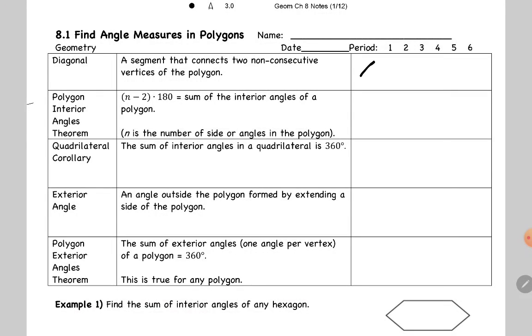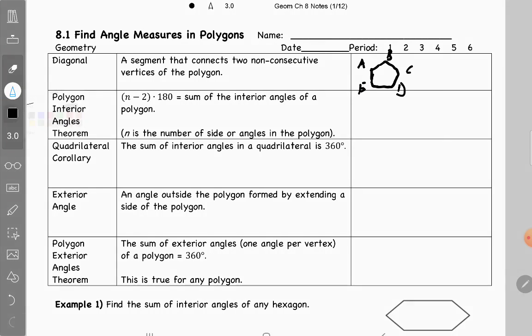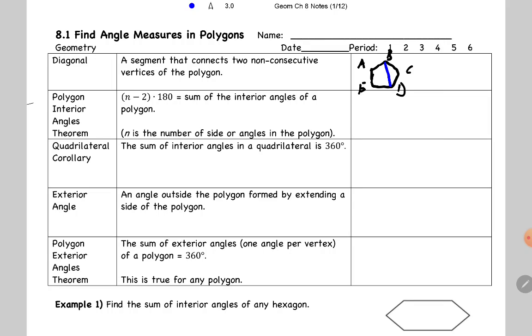Let's say we have a pentagon. A, B, C, D, E. A diagonal is any segment that connects two vertices or two non-consecutive vertices of a polygon.